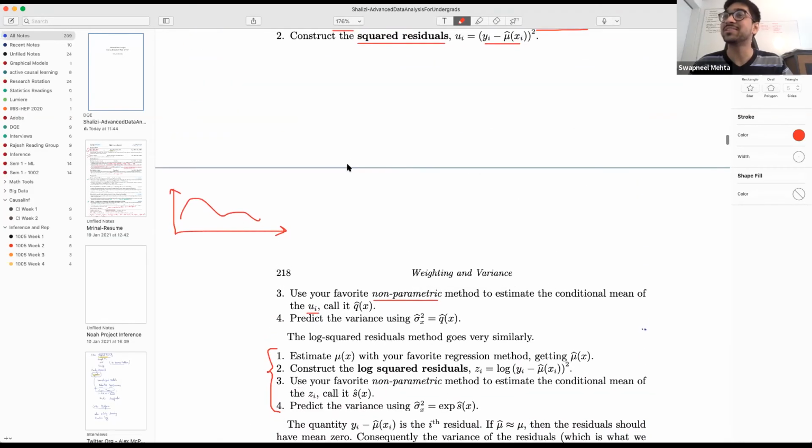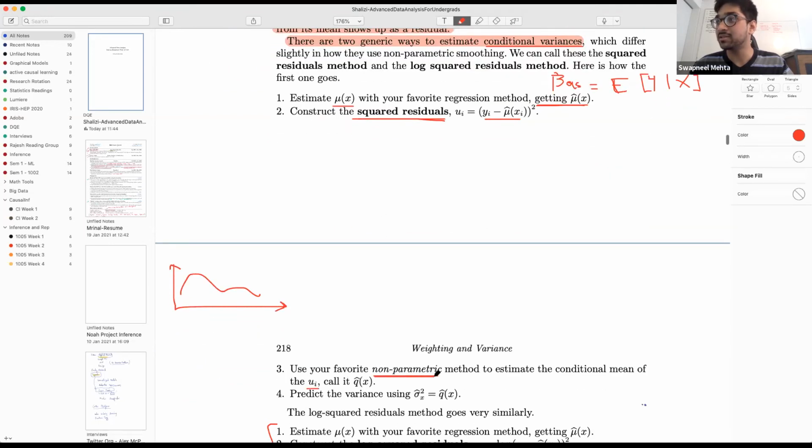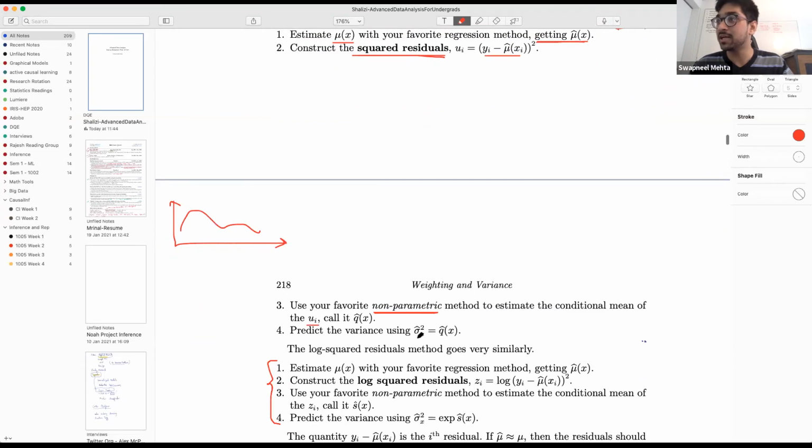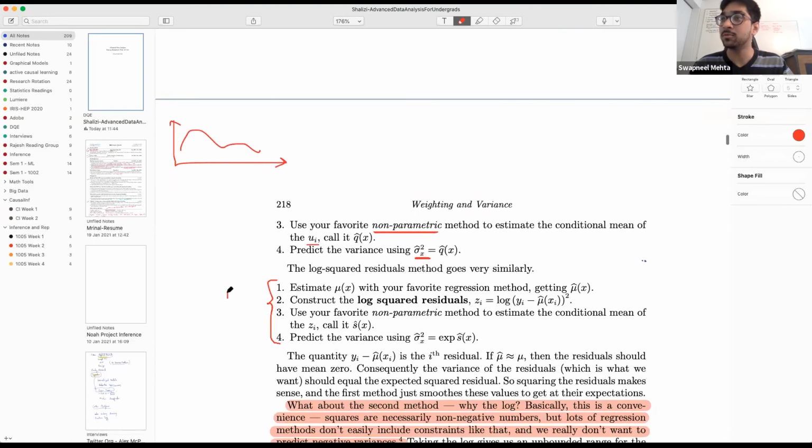Yeah, so this is what I was talking about. Estimate the conditional mean, construct the squared residuals, fit the squared residuals, use the fitted values to predict the variance of the original noise, and repeat.